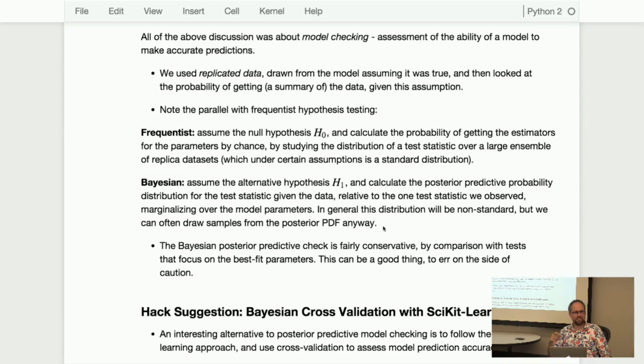So now I'm going to attempt to say something frequentist, and I'm going to get it wrong. So Kyle, frequentists when doing hypothesis testing would assume the null hypothesis, H0, and calculate the probability of getting their estimators for the parameters by chance by studying the distribution of a test statistic over a large ensemble of replica data sets, which under certain assumptions would be a standard distribution. Did I get that mostly right? Yeah, I mean, I don't think there's any reason for the last part, but yeah.